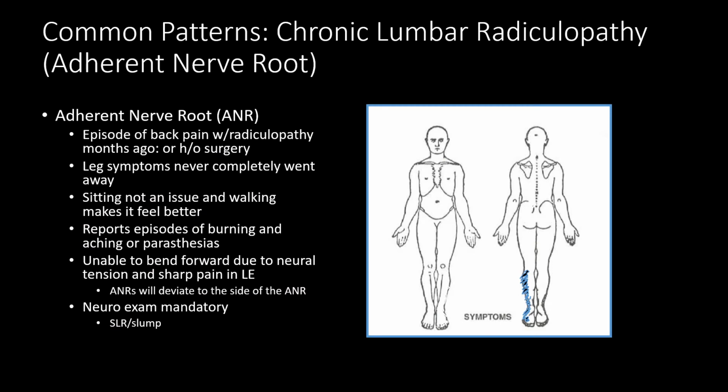Another patient category that we should discuss is chronic lumbar radiculopathy or adherent nerve root. So these are individuals who've had low back pain with radiculopathy in the past. The low back pain has improved greatly, but the leg symptoms have never completely gone away. And so if you look at our body diagram here, we have individuals who have no low back pain at all, except they have this episodic lower extremity symptom complaint that may be related to burning or aching or even potentially numbness and tingling, similar to paresthesias.